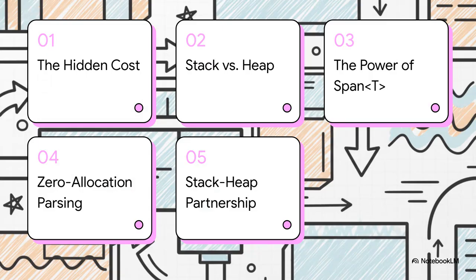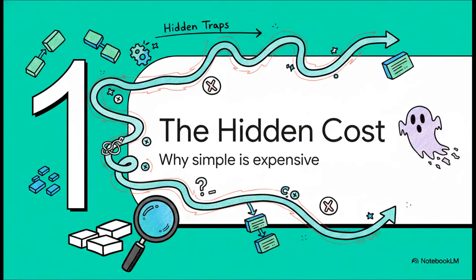So here's our roadmap. We're going to start by uncovering the hidden costs of strings. Then we'll get into a really fundamental concept, the stack versus the heap. After that, we'll introduce the hero of our story, Span<T>, see how to parse without making a mess, and finally, wrap it all up with a new way of thinking, the stack-heap partnership. All right, let's jump right in.